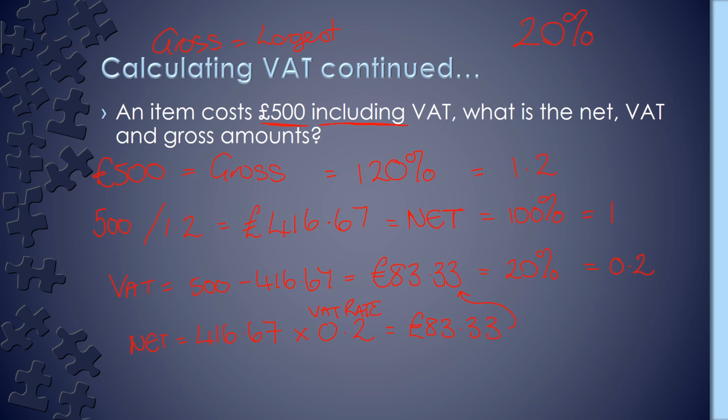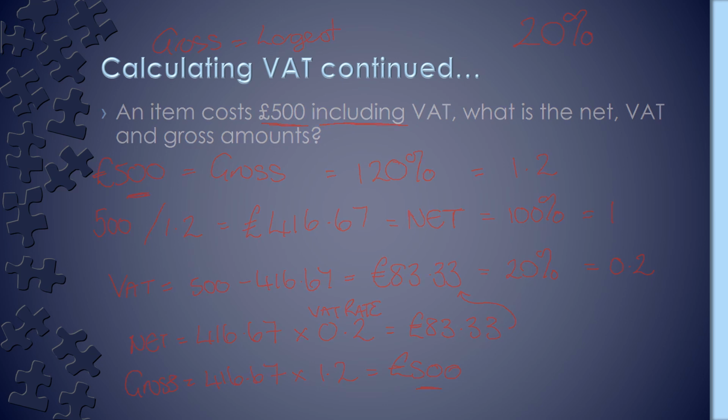And then our gross amount, just to double check that we've got everything correct, would be 416.67 multiplied by 1.2, and that will then give us our gross amount, because our gross amount is always 120% of our net amount, which is then going to be £500, and that equals our original amount up here.